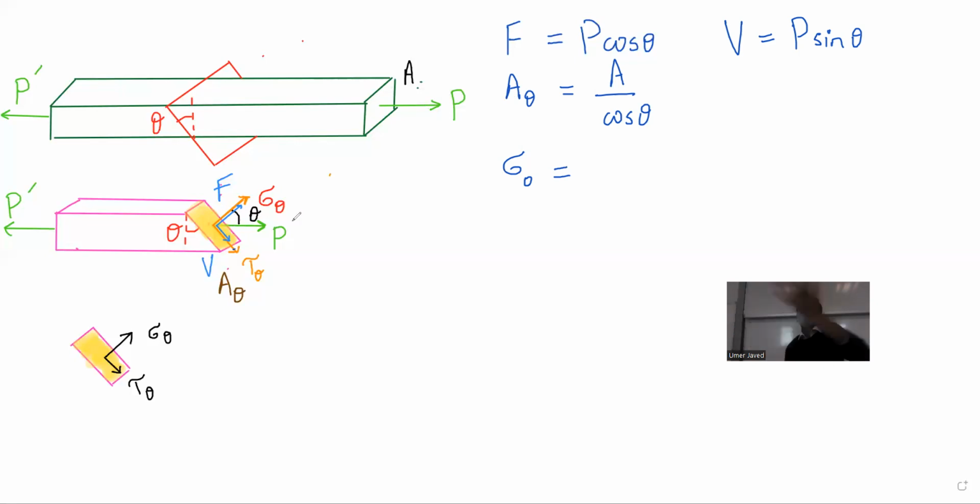I know there will be a load P, right? Straightforward from statics. I know a P is acting here. Great. But I also know that this P can be divided.